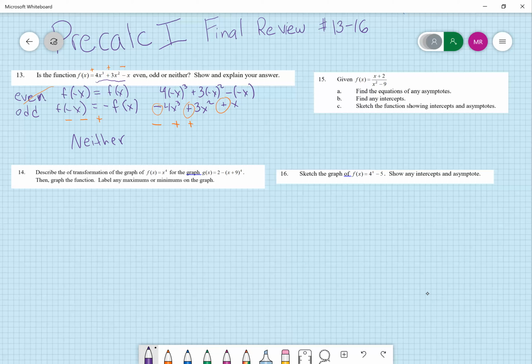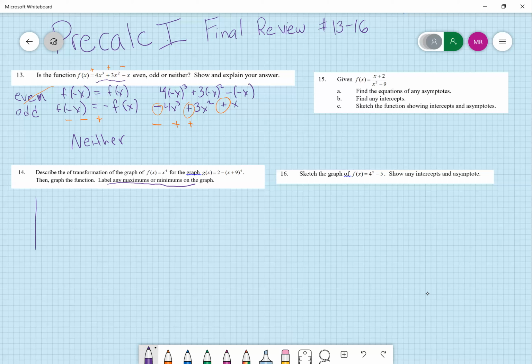All right, on to question 14. Describe the transformation of the graph f of x to the fourth for this graph: a graph of g of x, where it's 2 minus the quantity x plus 9 to the fourth. So we're going to break this down. We can't forget to label any maximum or minimums on this graph.